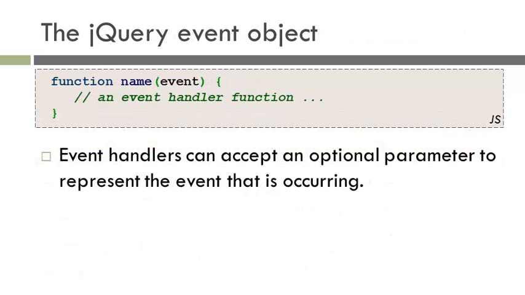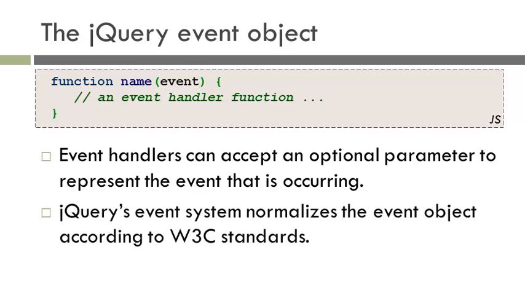When an event is handled, an event object is passed to the event handler. This is an optional field. The event object contains information about the event itself, such as the element that triggered the event, the type of event, and even methods for stopping the event. Unfortunately, the event object doesn't work the same in all browsers, but jQuery's event system normalizes the event object according to W3C standards.